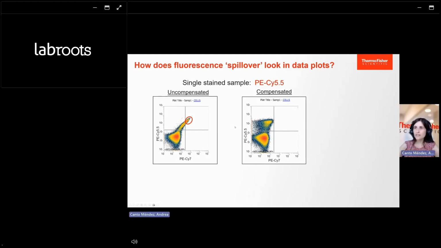On the right-hand side, you can see the compensated data. Here, there are cells that are positive only for PE-Cy5.5. The compensation algorithm has worked and corrected the spillover by making equal the median fluorescence intensity of these two populations, the full negative and the population that is negative for PE-Cy7 but positive for PE-Cy5.5. As these two populations are both negative for PE-Cy7, the median fluorescence intensity for PE-Cy7 in both populations should be the same.